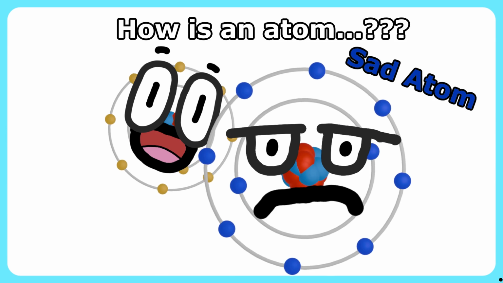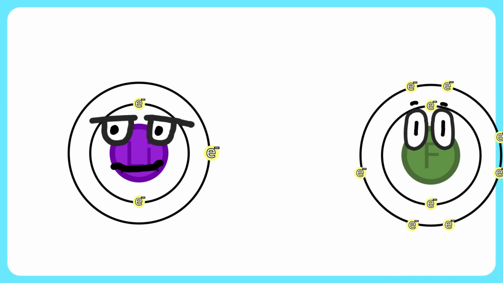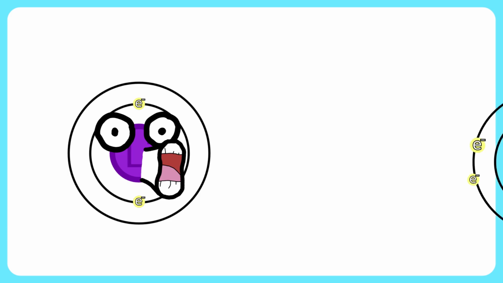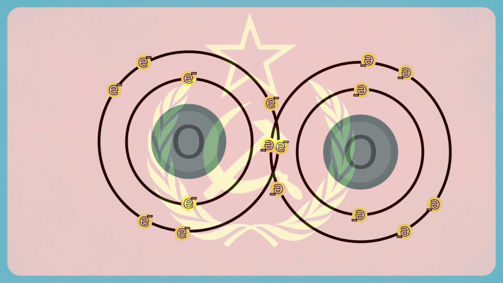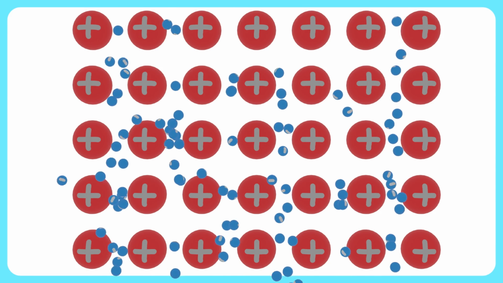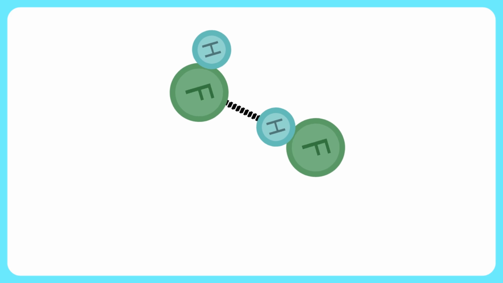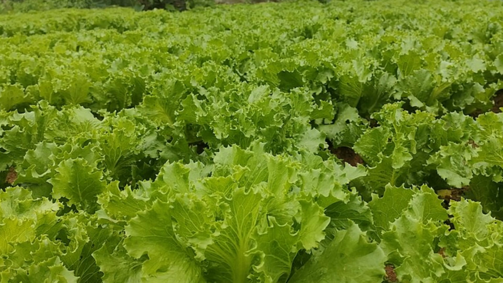But how is an atom? More specifically, how do they bond? Atoms bond in three ways. Ionic, which is when an atom gives an electron to another atom. Covalent, this is when an atom shares an electron with another. We also have metallic bonding, which is when a bunch of metal ions have electrons swimming between them. And then we have hydrogen bonding, and no one cares about hydrogen bonding, so we just pretend like they don't exist. So with the fundamentals laid out, let us begin.